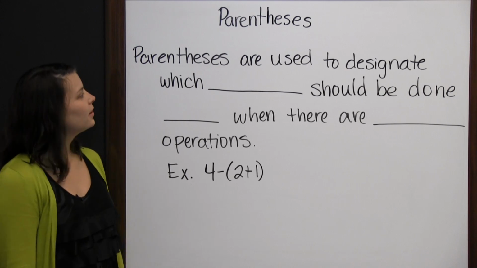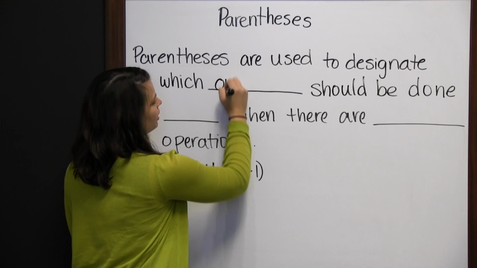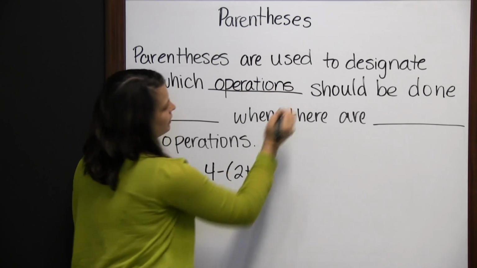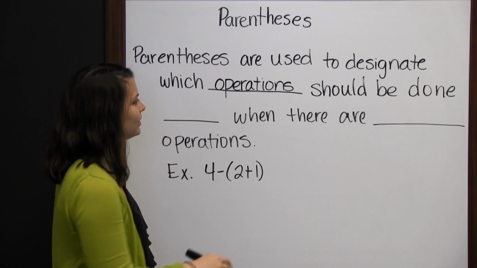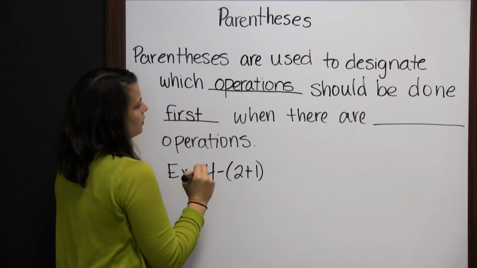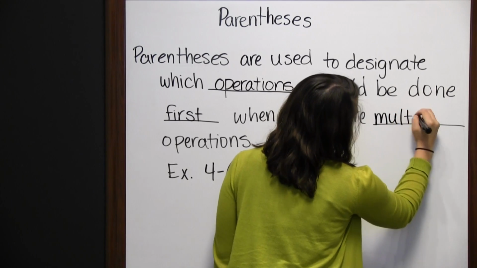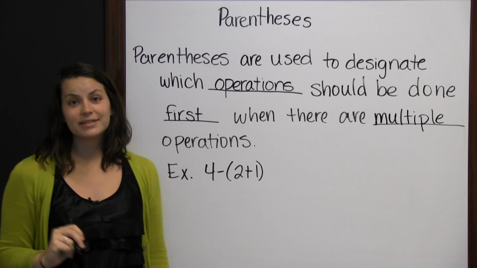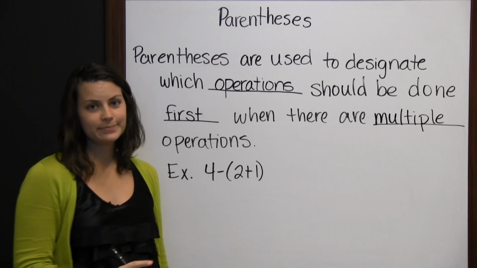Parentheses. Parentheses are used to designate which operations, which is addition, subtraction, multiplication, division, should be done first when there are multiple, so more than one, operations. For example, 4 minus the quantity 2 plus 1.